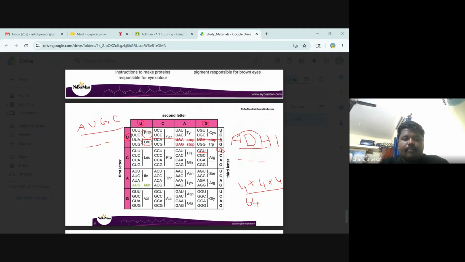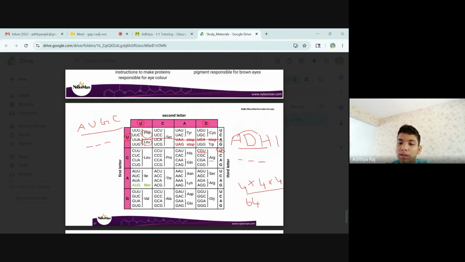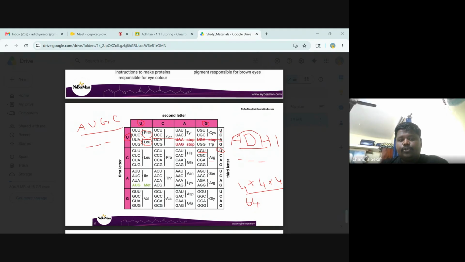But look at the second from the bottom. Instead of UGU, what happens if the first U is replaced with CGU, where I've underlined near C, arginine? No, UGU to UGC is silent because both are coding the same amino acid. UGU to CGU, that is what?